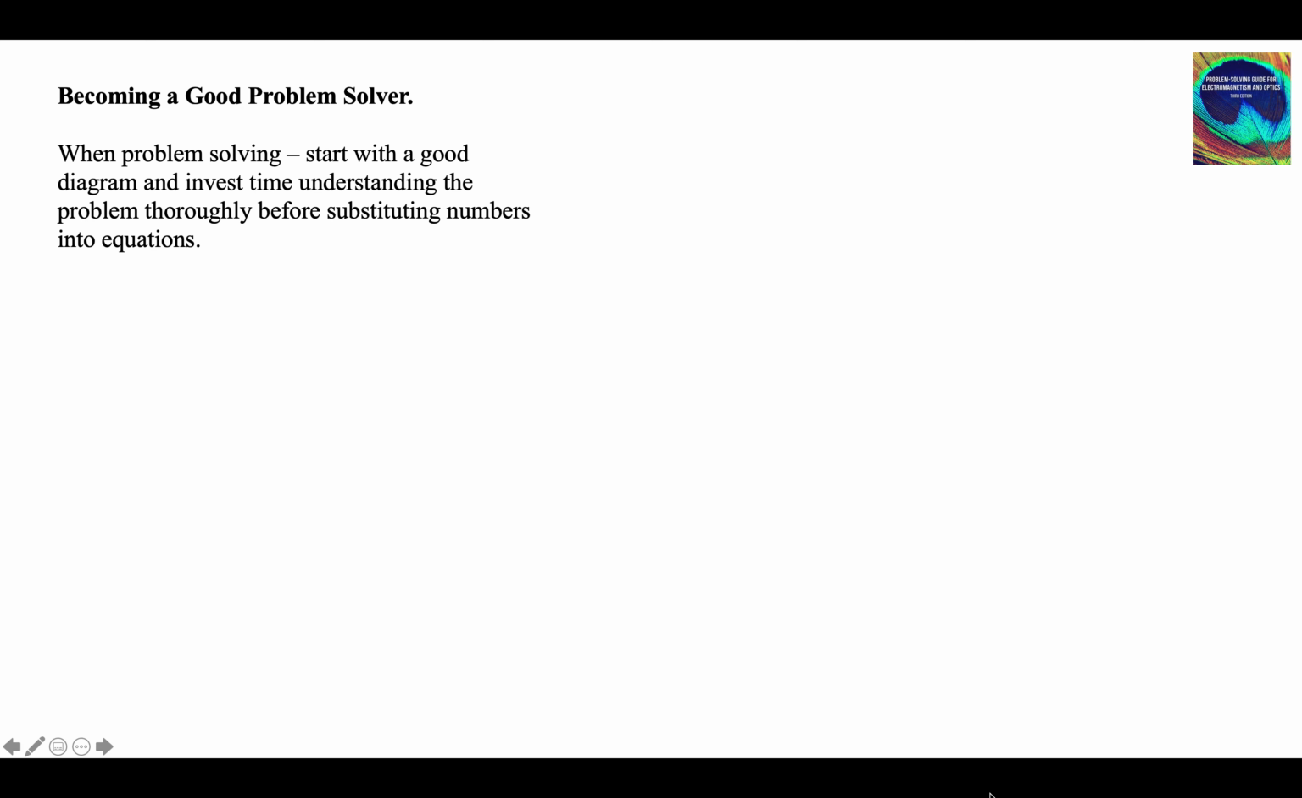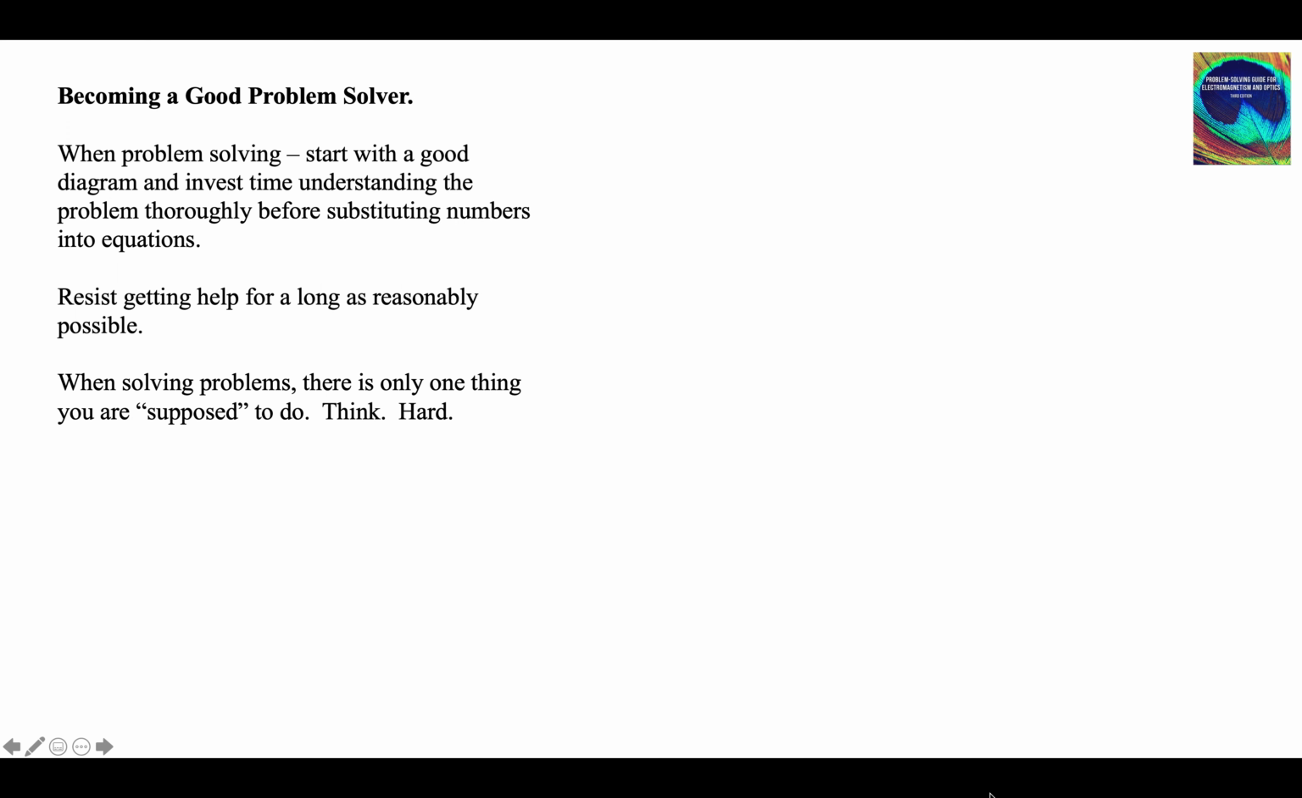So let me talk about becoming a good problem solver. Start with a good diagram. Invest, don't spend, invest time understanding the problem thoroughly before plugging numbers into equations. What's going on here? How am I going to get to the solution? Wrap your head around it. If you can't do it, resist getting help for as long as reasonably possible. Try to figure it out for yourself.